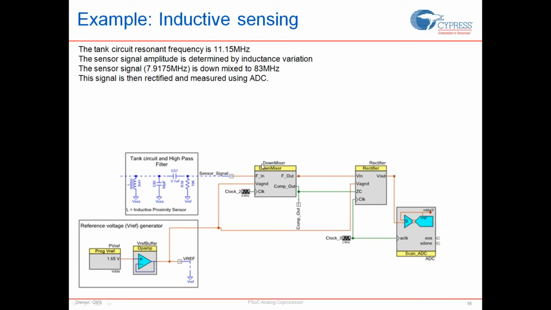One other good feature of the down mixer is the presence of a comparator output. This is the comparator output from the UAB. While the F out gives you an analog signal, the comp out gives you a digital signal, which is high whenever the signal is above Vref, and low whenever the signal is below Vref. So it's just a comparator output.